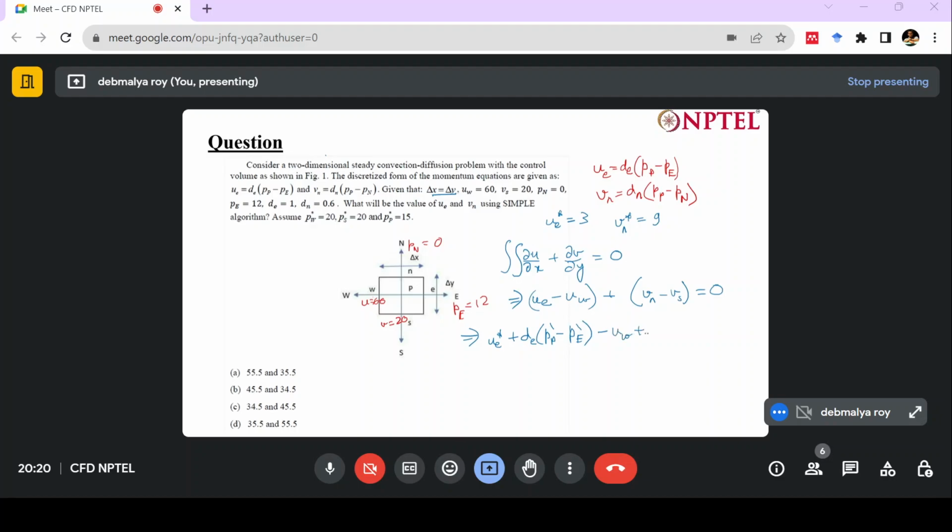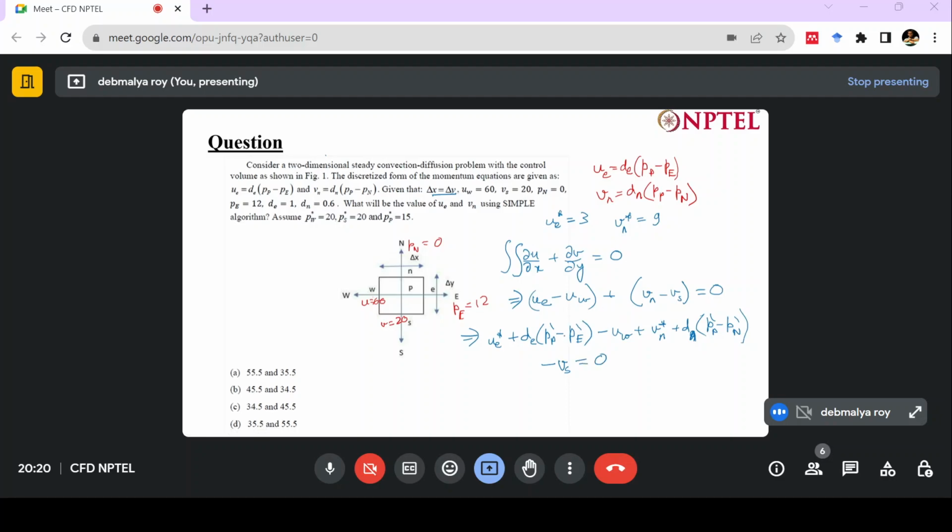Plus Vn will again be Vn star plus Dn, sorry, EP dash minus En dash, minus Vs is as it is because Vs is also given. This is equal to this.